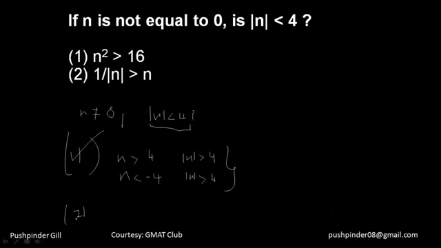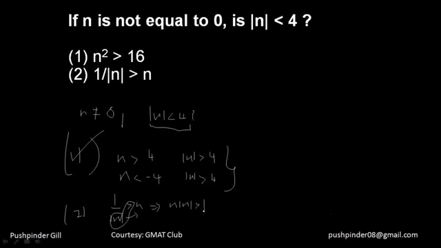Statement number 2 says that 1 upon modulus of n is greater than n. Now I can take this modulus of n to that side, because modulus of n is going to be positive every time. So n into modulus of n is greater than 1. Am I sure that modulus of n is less than 4?